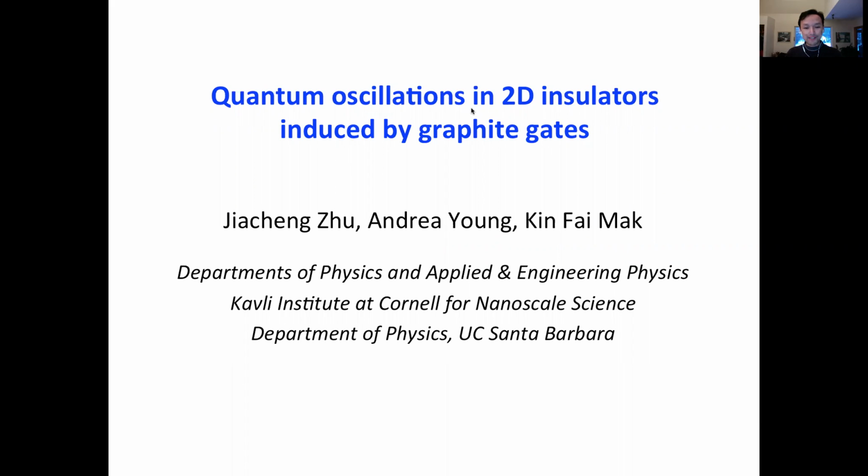As part of this workshop on quantum oscillations in insulators, I'll be talking about a rather non-exotic mechanism of quantum oscillations in 2D insulators that is induced by graphite gates. But I think this is something that is important for people working in this field to know. And so that's why we bring up this talk.